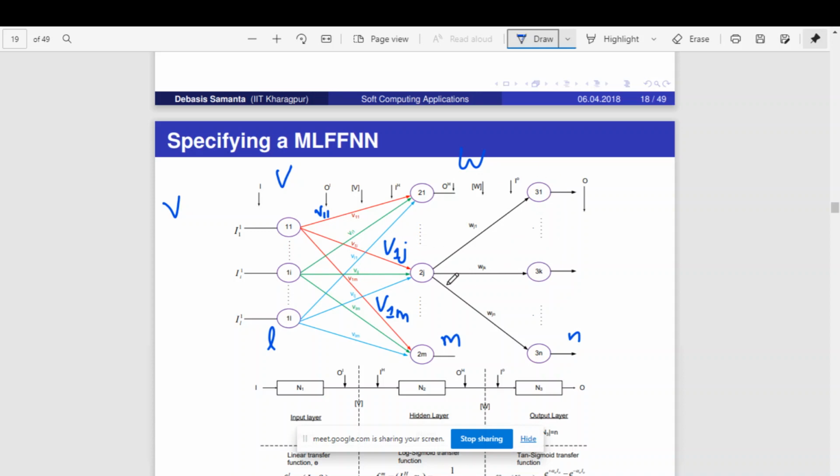For example, here you can see this is the jth neuron in the hidden layer. This is connected with every neuron of the output layer.